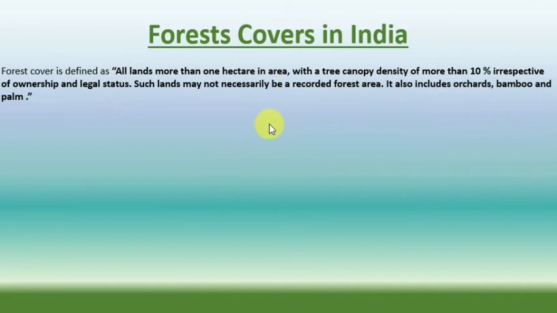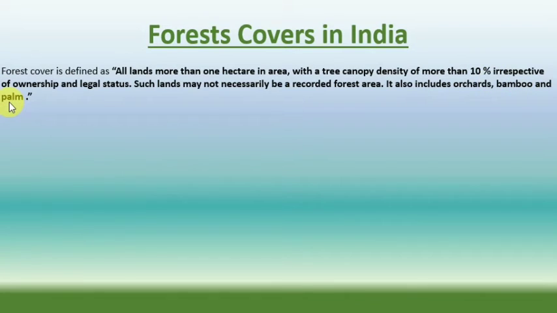Now, forest cover in India. We will see first its definition. Forest cover is defined as all lands more than 1 hectare in area with a tree canopy density of more than 10%, irrespective of ownership and legal status. Such lands may not necessarily be a recorded forest area. It also includes orchards, bamboo, and palm.